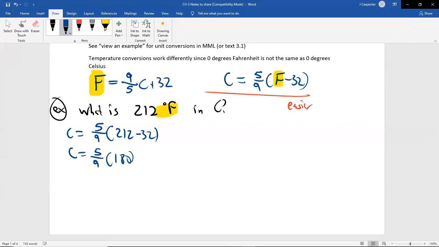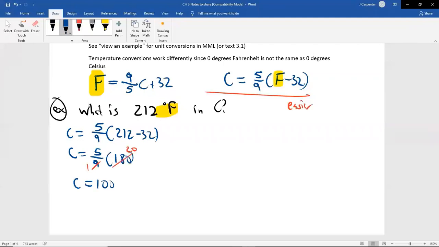Now, yes, you could go ahead and put this in a calculator, but I've also mentioned that you're supposed to know your math with fractions, so you can reduce the 9 and the 180. 9 will go into 180 20 times, so you can say 9 goes into 9 once, into 180 20 times. And then you're just doing 5 times 20, which is 100. And you get C equals 100.